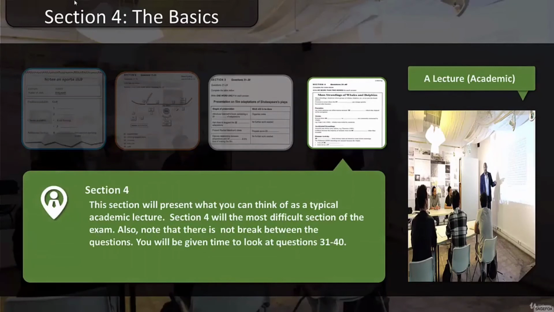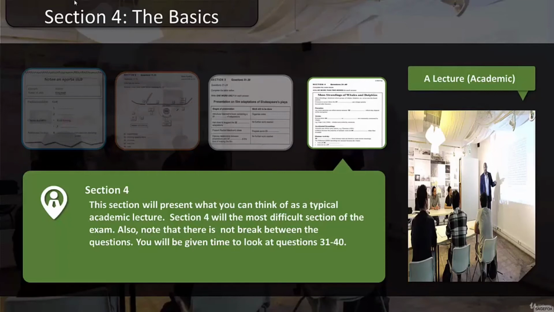This is where you get into much more of an academic lecture. This is the most difficult section of the exam in terms of listening. There's no break in between. In some of the other sections, you'll hear a break between the first 5 questions and the next 5 questions. Here, they're going to go all the way from question 31 to 40.